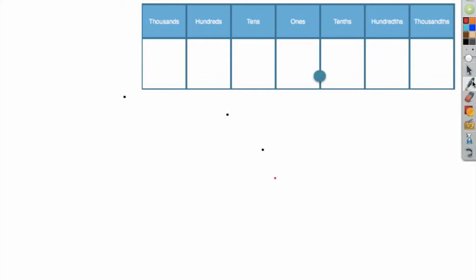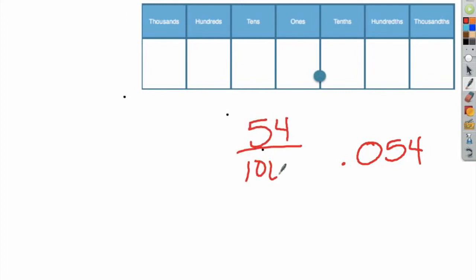Try 54 thousandths as a fraction. I see I can't fool you guys because 54 thousandths is the same as... now let's think about this.